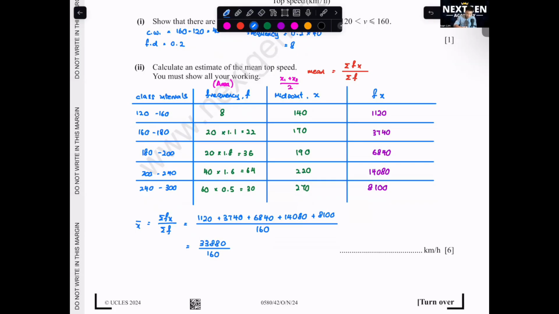When you type this into your calculator, what do you see? 33880 over 160, your calculator will show you 211.75, right? 211.75. So this part here, please don't round it up. A common mistake in the exam is that students round up the mean. If you got 5 significant figures like this, write down all the digits. Don't round up for the mean. It's just the format that you all have to remember. 211.75.